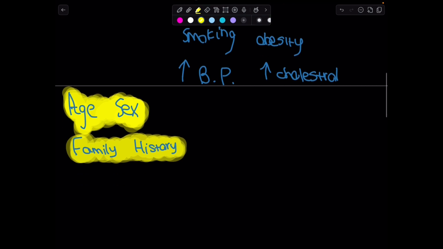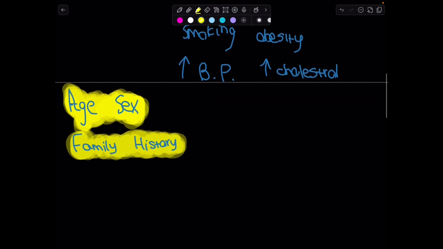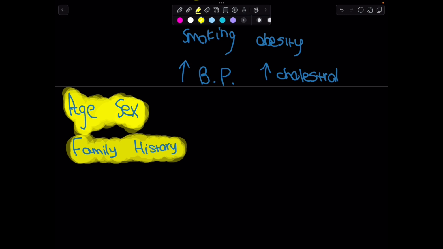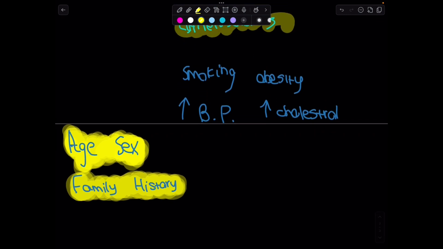So, okay, we mentioned already atherosclerosis, which is, tell us, it's basically fatty streak, it's lipid deposition, intimal fibrosis. Explain. Atherosclerosis.